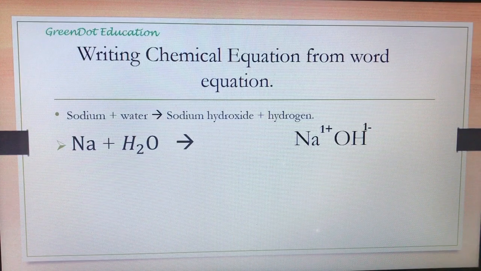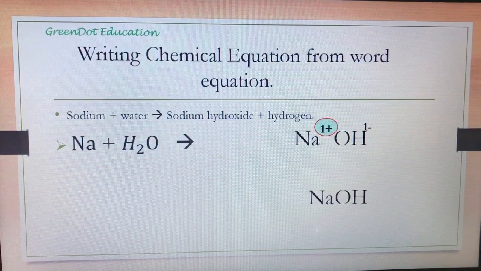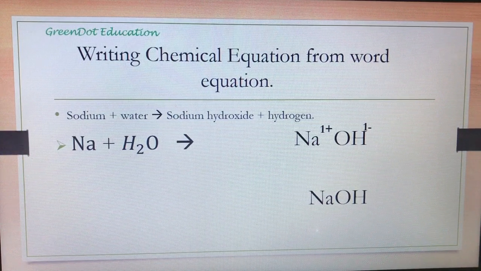it has valency 1. As both of them have the same valency, they require only a single atom of each to join together. That is, they come together and form a simple compound having one atom of each element, that is NaOH. Now NaOH is the chemical formula for sodium hydroxide.